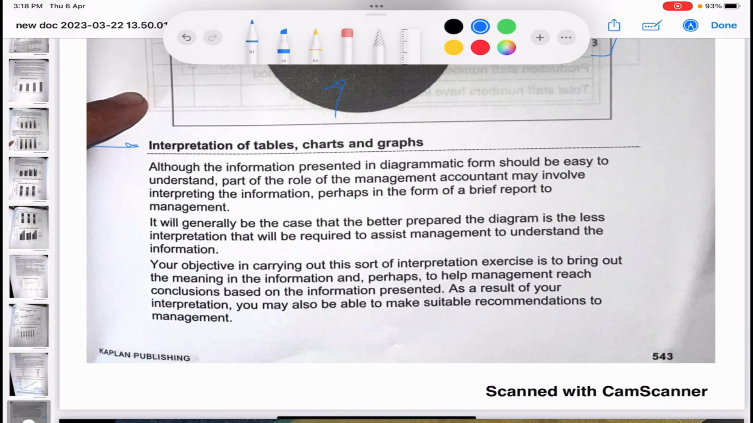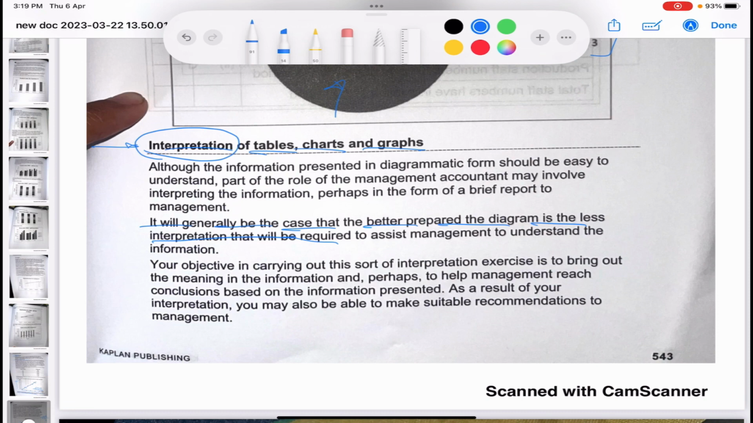Alright, now let's see the interpretation of tables, charts and graphs. Although the information presented in diagrammatic form should be easy to understand, part of the role of a management accountant may involve interpreting the information, perhaps in the form of a brief report to the management. So the management accountants must be making a report which will basically interpret the information. Even though the information gets interpreted easily using the diagrams, it should further be broken down into easier formats. It will generally be the case that the better prepared the diagram is, the less interpretation will be required, right?